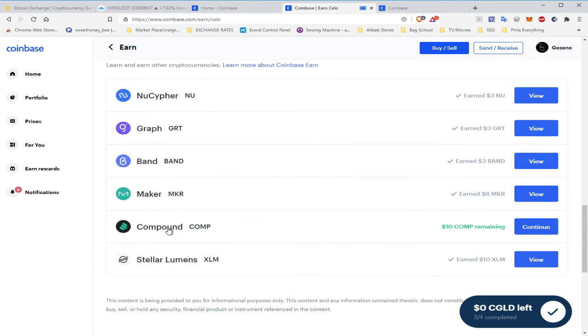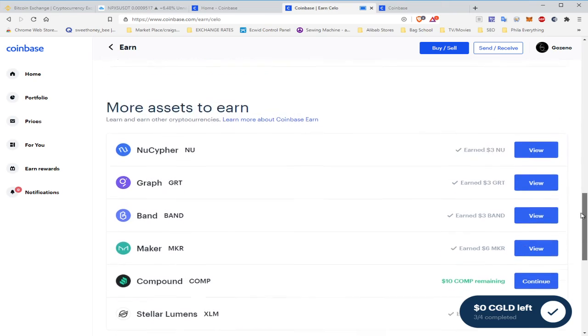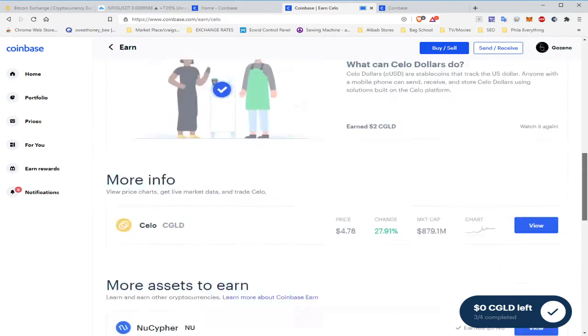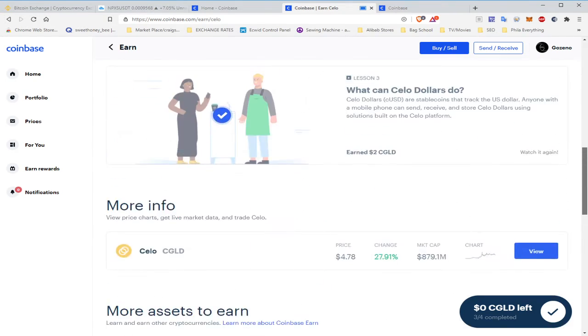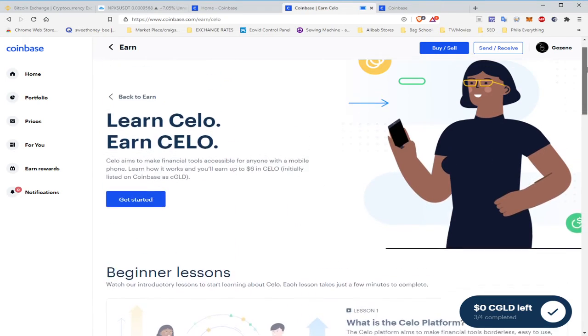These are all the ones you can earn from, and as you can see, I've earned all these different assets. Sometimes it'll be like $40 worth of assets total. Each one that says I've earned $3 means it was $1 per question. If it's $6, that typically means it was $2 per question. So that just tells you they offer different amounts. Some of them are even $3 per question. So that's one way that you can earn some free money on Coinbase.